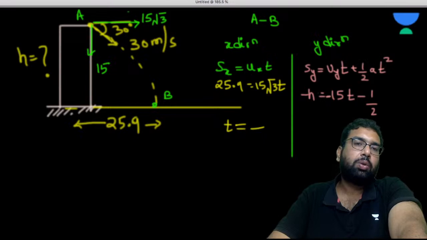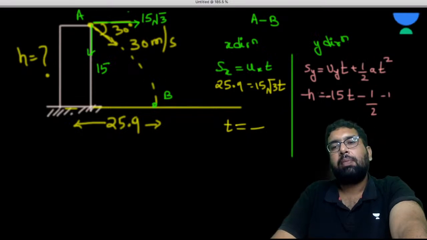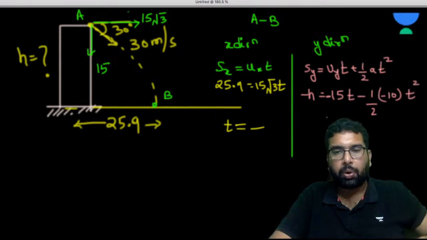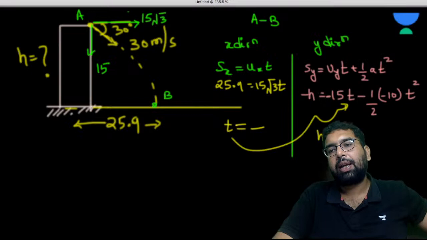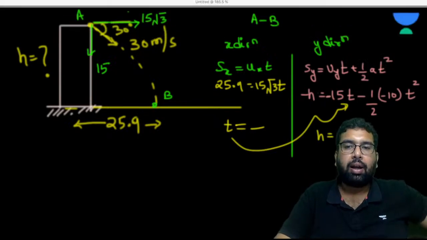Downward vectors are to be taken as negative. This h is also downward from A. I have considered A as the reference. So h is minus, this is also minus, and g is always minus. So this is going to be minus t square. So what can we do, sir? We can put the value of t here, and once we do that, we get the h obviously.